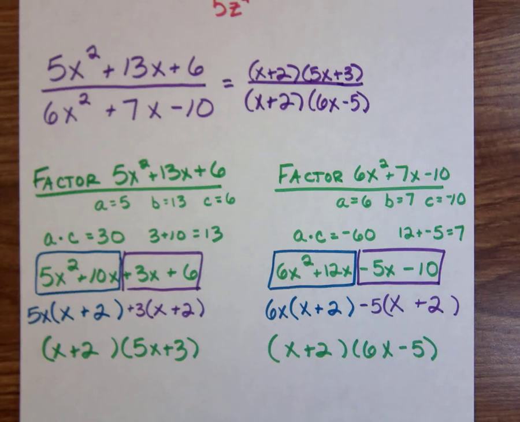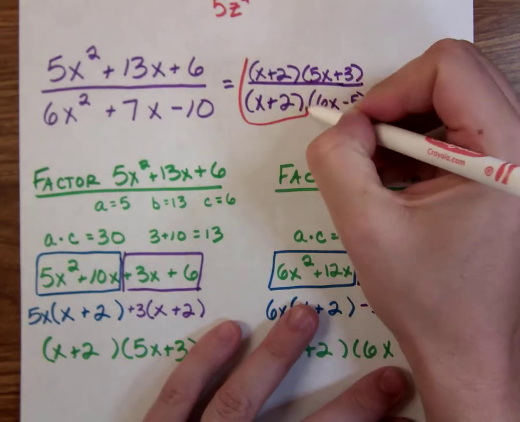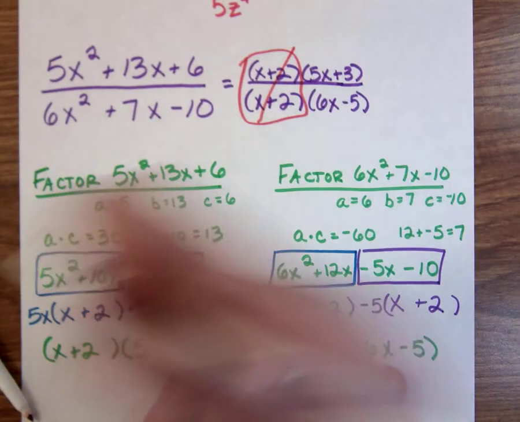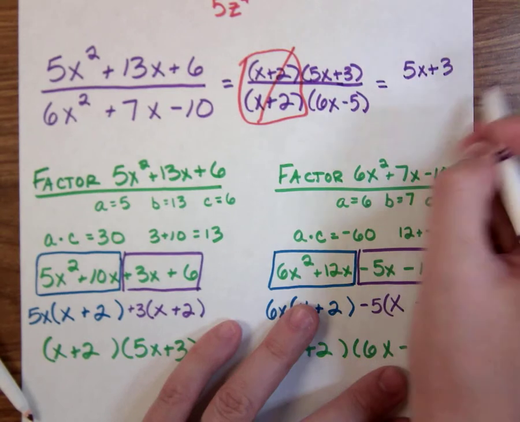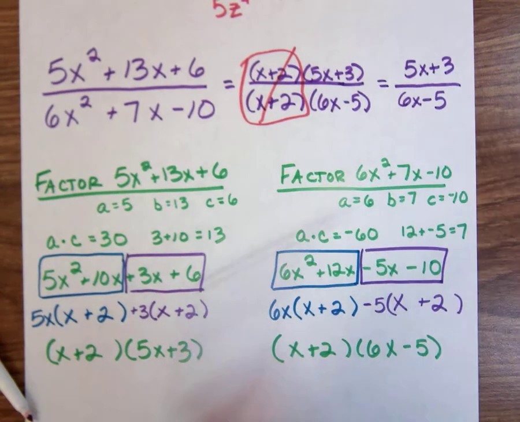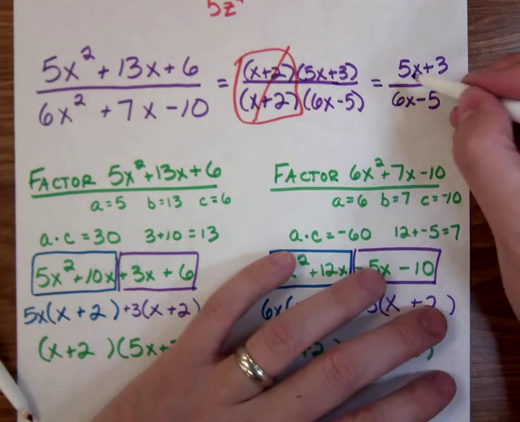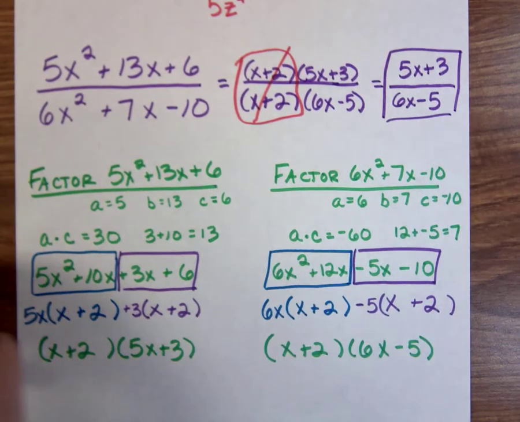But do you see anything in this problem that will reduce? Yeah, we've got an x plus 2 on the top and on the bottom. Those are just gone, right? And so my final answer is 5x plus 3 over 6x minus 5. If you leave this final answer with the parentheses on it, it's fine. And if you take the parentheses off, that's fine too. Parentheses are irrelevant in this particular problem.